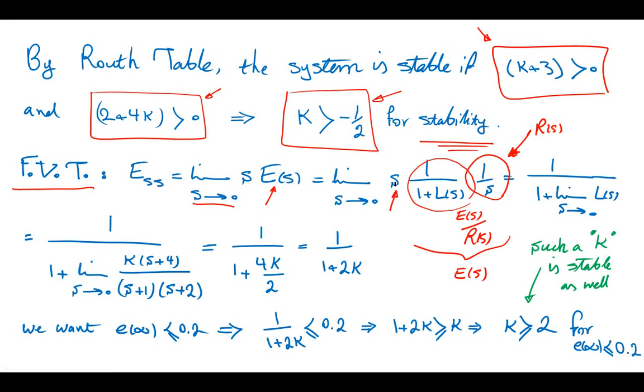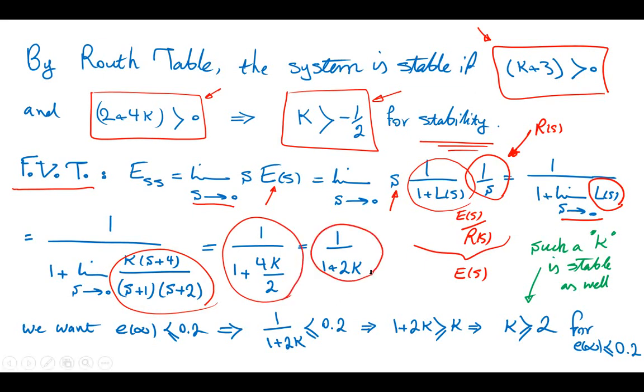This s will cancel this s, and then we'll end up with 1 over 1 plus the limit of L of s as s goes to 0. Let's replace L of s with its actual value, which we found for this example to be this thing. And if you set s to 0, it will be equal to this, which is equal to this.